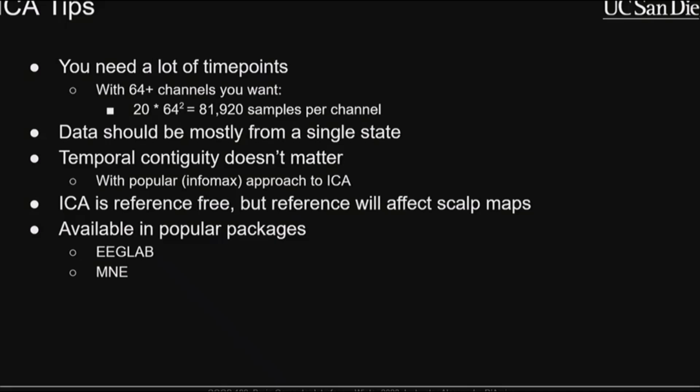Your data should mostly be from a single state. So if you have a subject that's performing multiple different tasks, ICA might not work very well. Let's say you have a recording session where you're recording data from subjects completing an oddball task and then a gambling task and then a flankers task and then an N2pc task or something. You wouldn't want to learn an unmixing matrix that is utilizing the data from all of those experiments. You'd want to learn one for each experiment, even though it's in the same subject. Yeah.